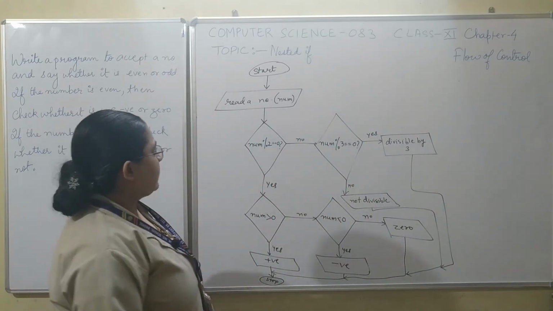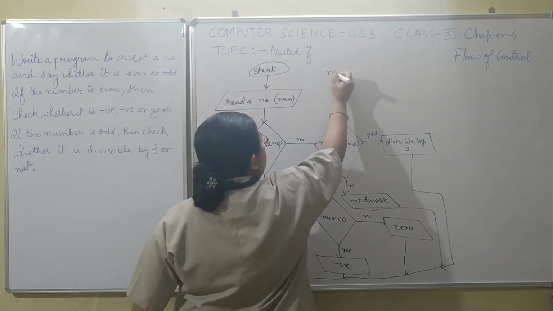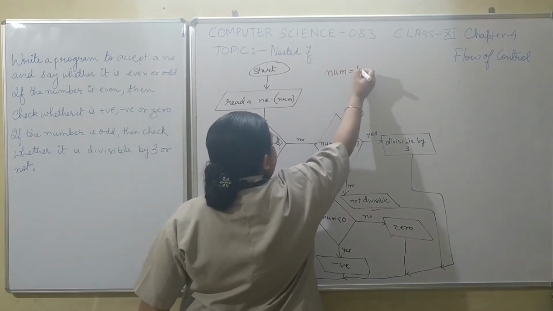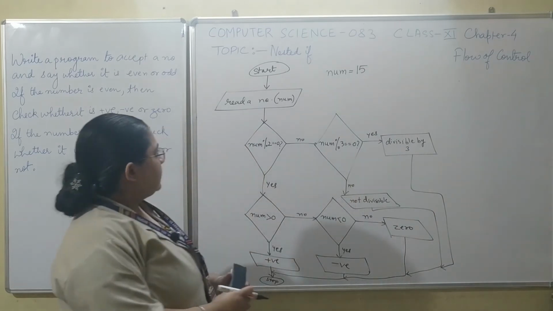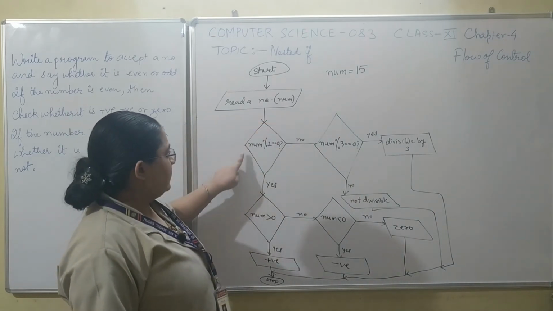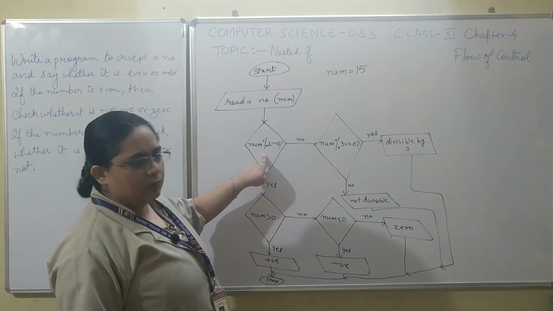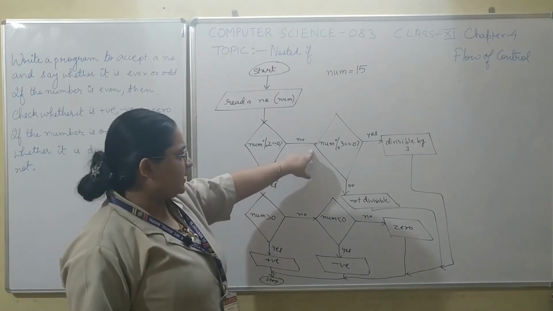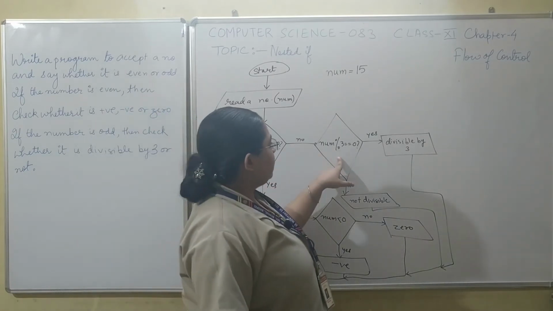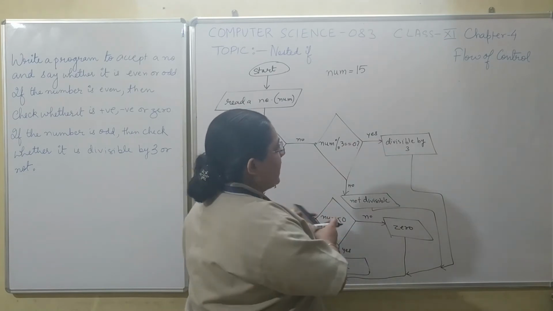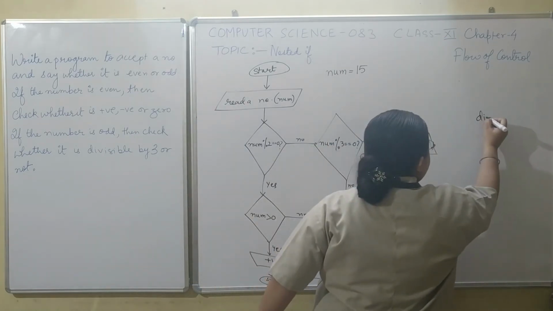So let us do a dry run of it. I am just writing num over here. Suppose num is 15. So read a number, it is read. Is the number divisible by 2? Answer is no. So we come to this part. Is it divisible by 3? Yes. Print the answer: divisible by 3.